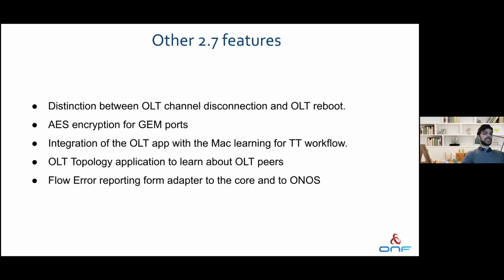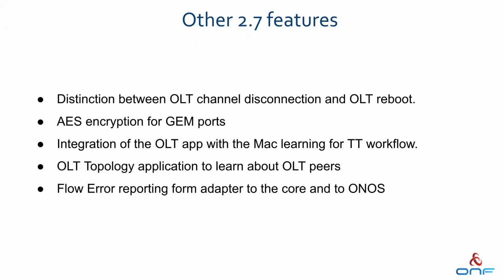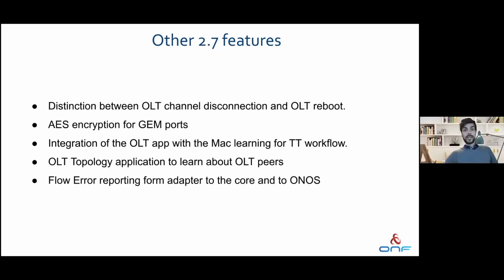And there was a new application that was submitted by Deutsche Telekom, which is called the OLT topology application that allows to learn about the OLT peers that are not controlled by ONOS. So if the OLT is connected to a switch that is not managed by ONOS, it can learn about its peer, and we can gather this information via an ONOS REST API. There was also a flow error reporting from the adapter to the core and to ONOS that was introduced in 2.7.